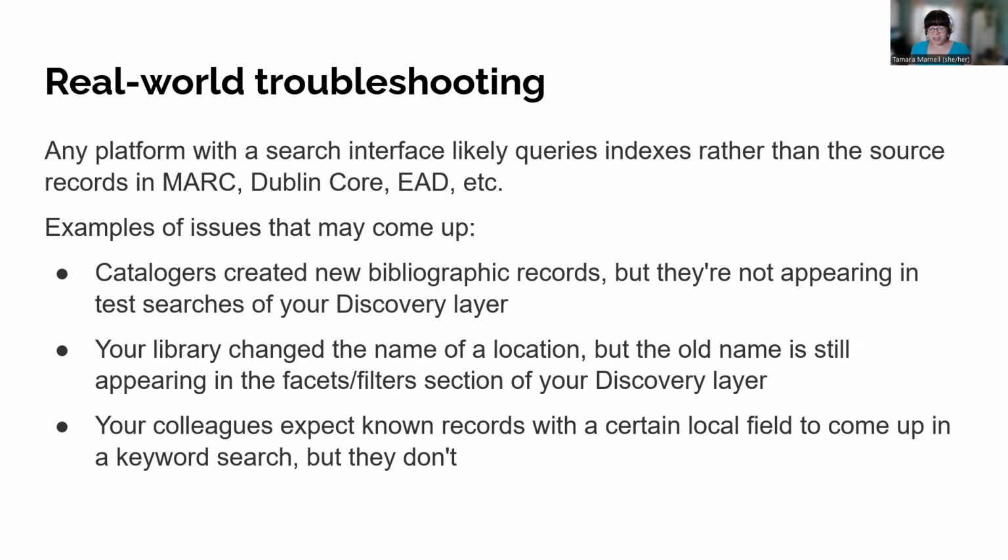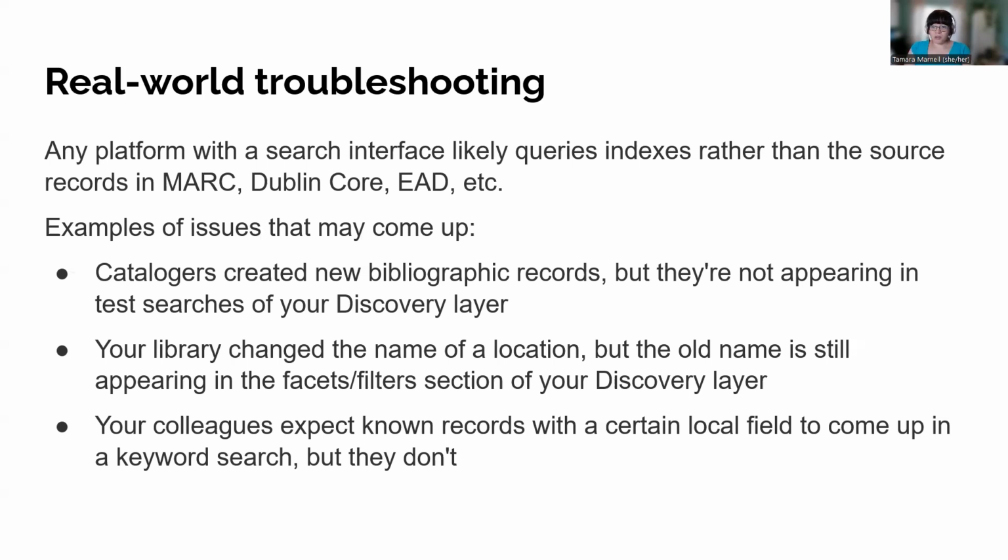Are catalogers creating new bibliographic records, and then they go to the public-facing catalog and test search and it's not coming up? This is probably because the job that indexes that new record has not run yet, or it has failed. If it was supposed to be up in 15 minutes and it's not, or it was supposed to be up overnight and it's not, the problem is in the index.